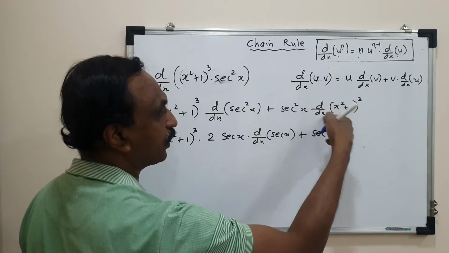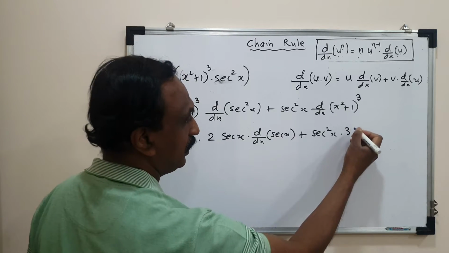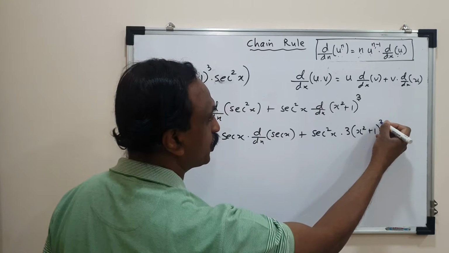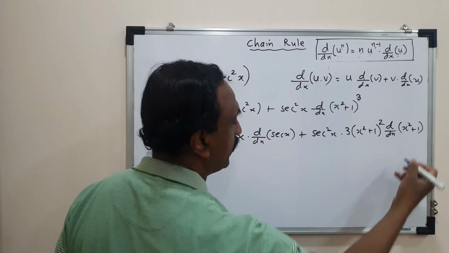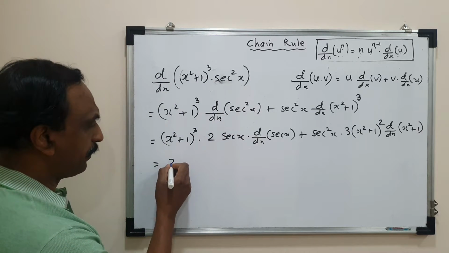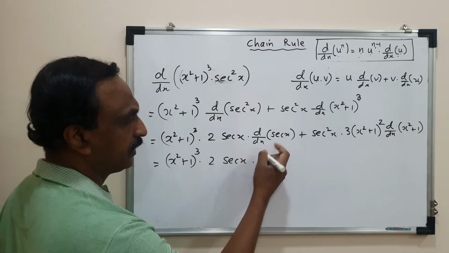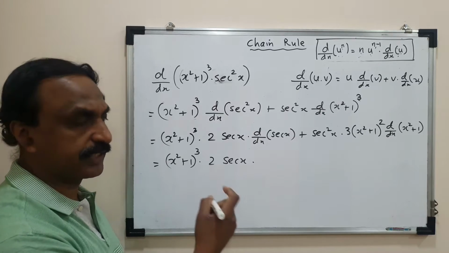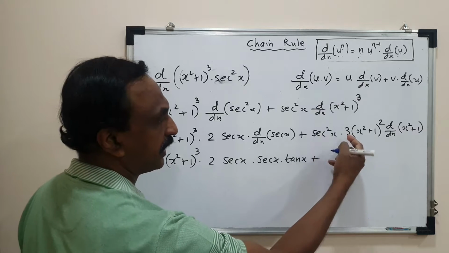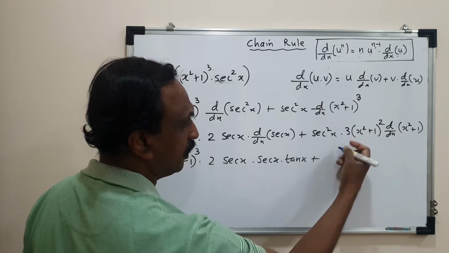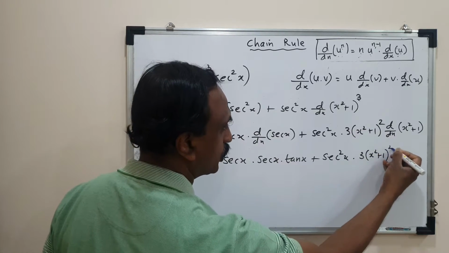Now again we have to apply power rule. How much is the power here? Power is 3 here. So start from the power 3. (X square plus 1), the power reduced by 1, into d by dx of the base. So always remember d by dx of the base. So now my answer became (x square plus 1) the whole cube into 2 into sec x. Derivative of sec x, recap the formula: sec x into tan x, plus sec square x into 3. I'll write this. Okay, then sec square x into 3, (x square plus 1) the whole square.